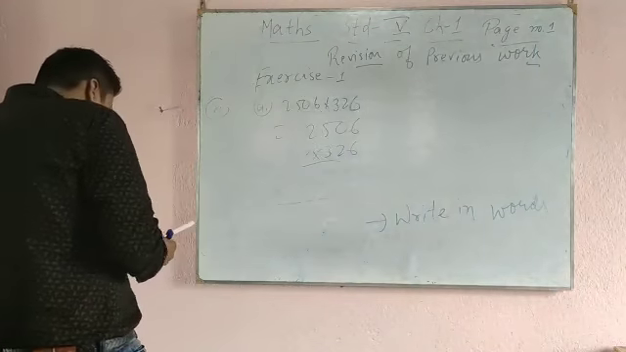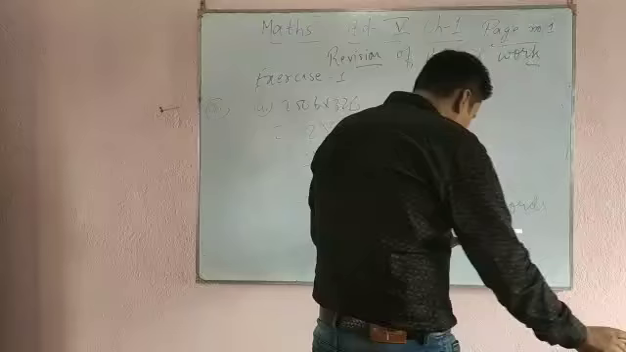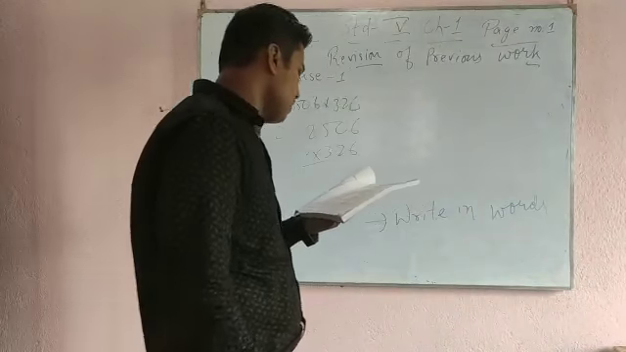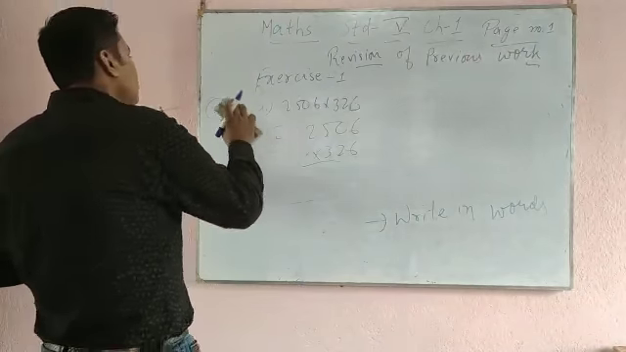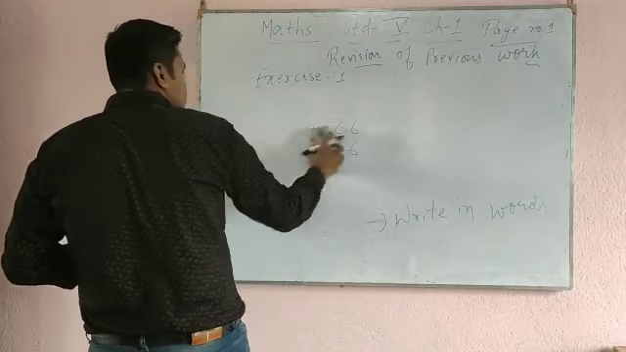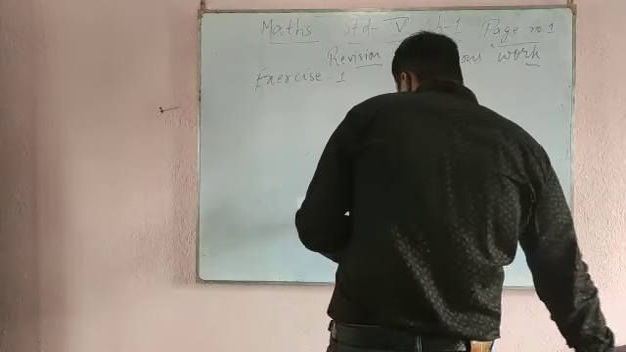Okay, students. Now let's come to question number 9. Question number 9 is the same as question number 7. In question number 7 you have to replace the star. In question number 9 also it is multiplication and you have to replace the star by a correct digit.